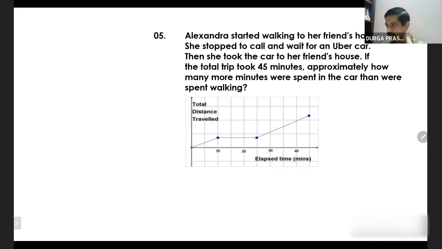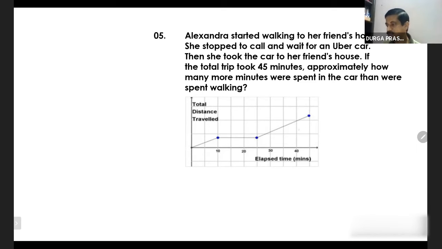So for the first 10 minutes, she walked, and after that, there is a constant distance. It is the waiting time. Horizontal line means there is no change in distance. That means this is the waiting time. She waited from 10 to 25, which means 15 minutes she waited. And then she started moving in the car.